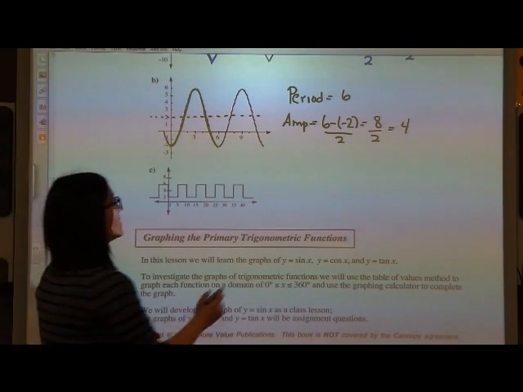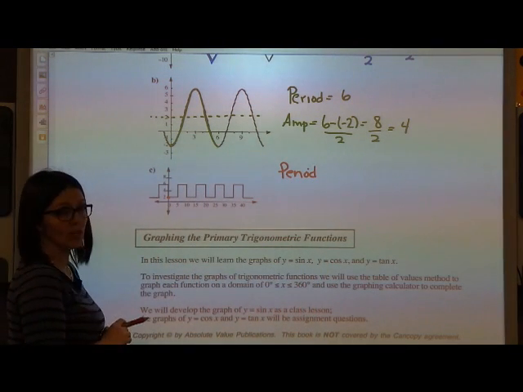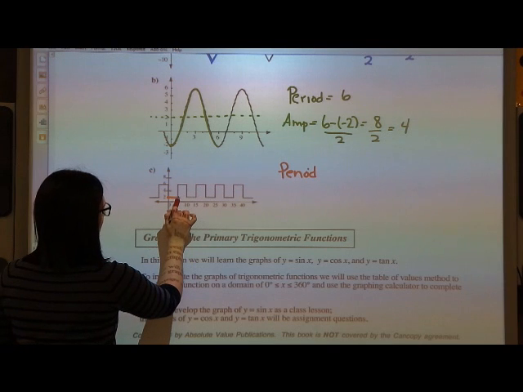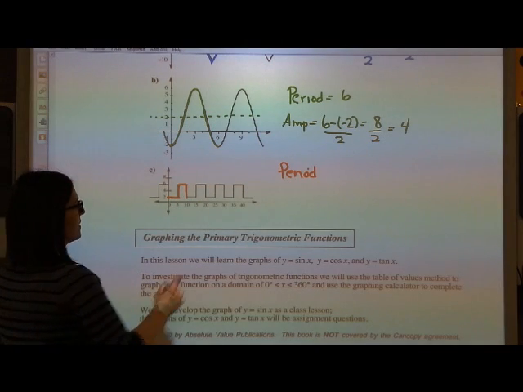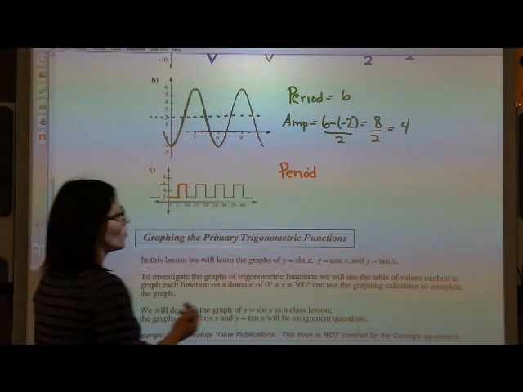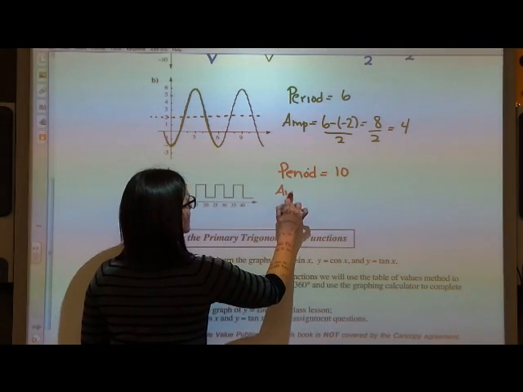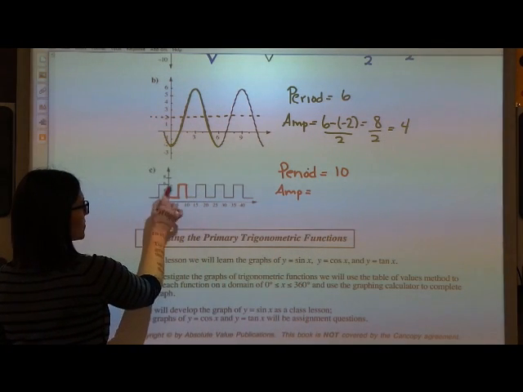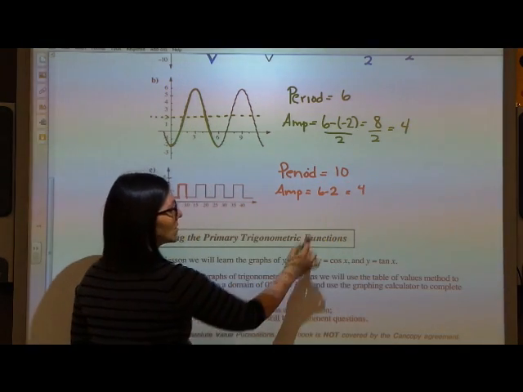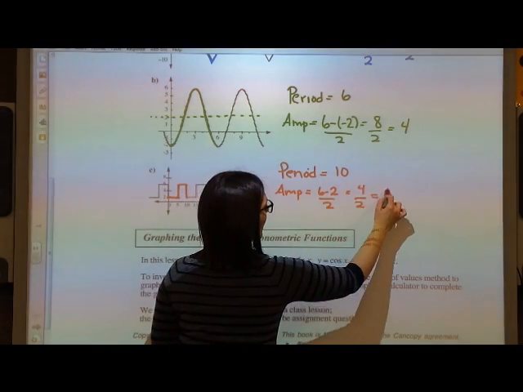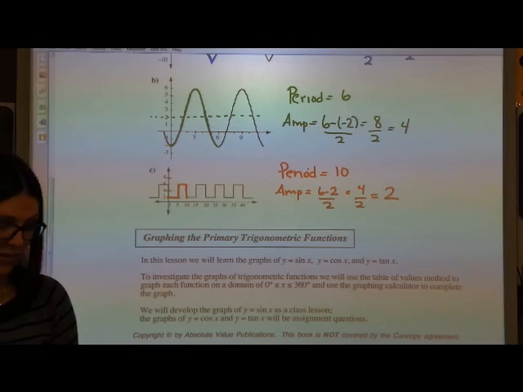Okay, so when we look at C, we look at the period. Again, I'm going to start here. So I go to the right, then I go up, down, and come back down. Then I would go to the right again. So this ends up being 1 period, which is 10 units. And then my amplitude, I have a maximum of 6 and a minimum of 2. So that gives me an overall distance of 4, and I take half that value, and I now get an amplitude of 2.